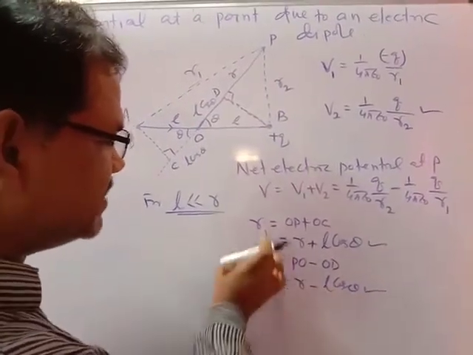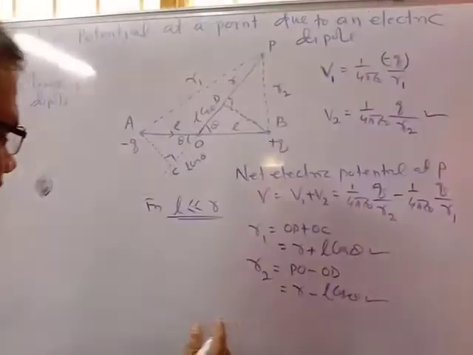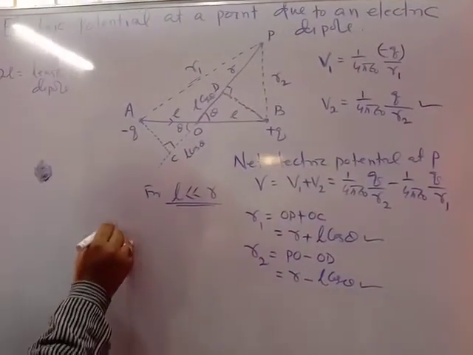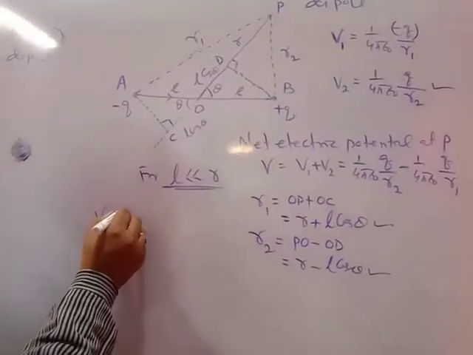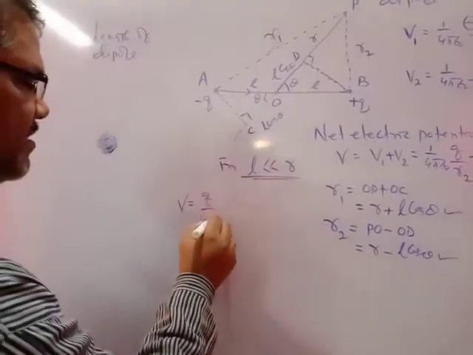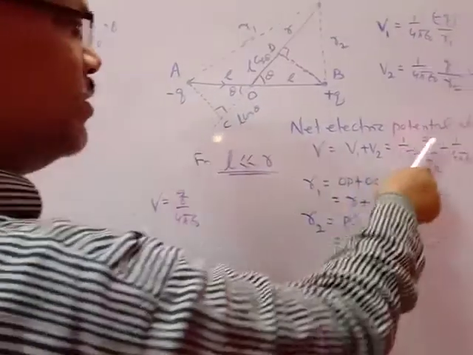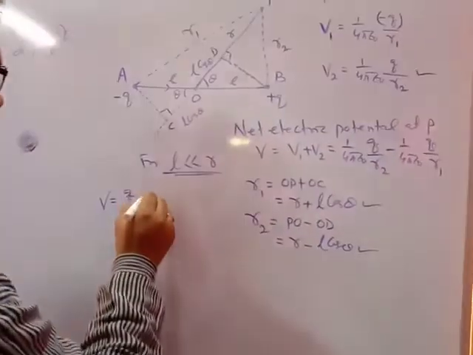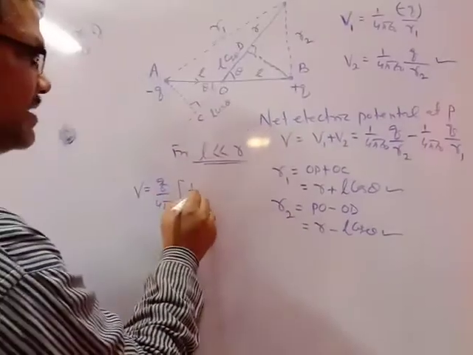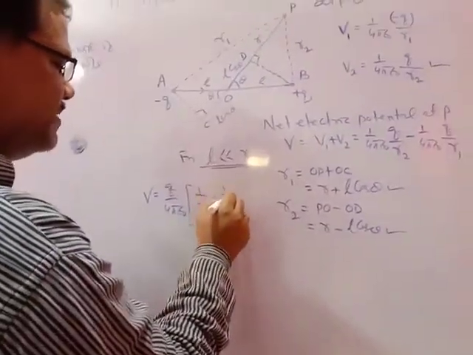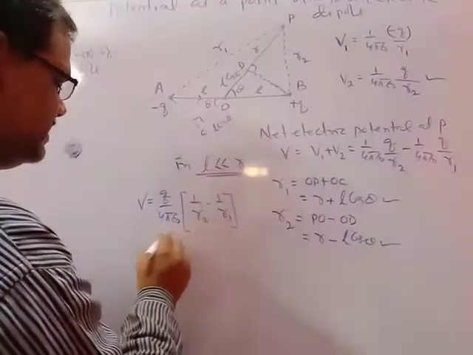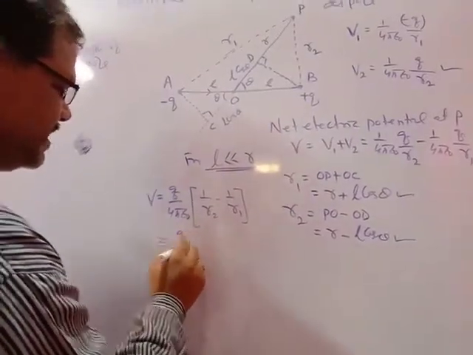Putting all these values of R1 and R2 here in this expression. Hence V equal to q upon 4 pi epsilon naught taken out. Remaining is 1 upon R2 minus 1 upon R1. And this is equal to q upon 4 pi epsilon naught.